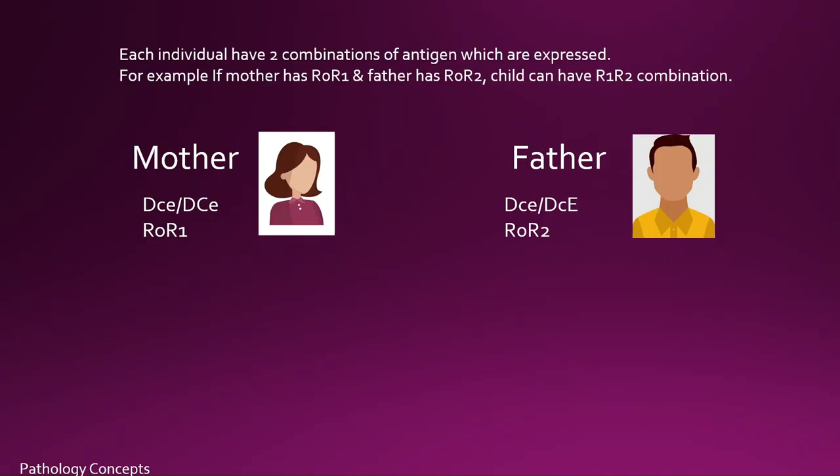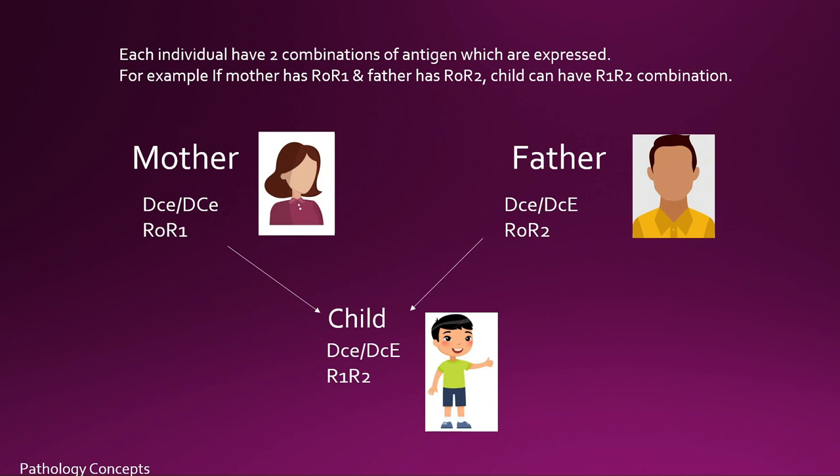Each individual has two combinations of antigens which are expressed. For example, if the mother has R0, R1, and the father has R0, R2, the child can have the possibilities of R1, R2 combination.